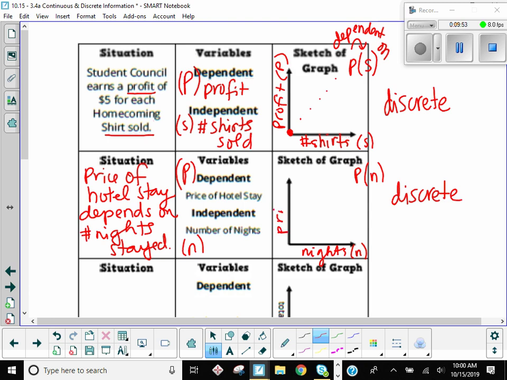In what ways would this graph be the same or different from the previous graph? It starts out at 0, 0. Still starts out at 0, 0. Exactly. If you stay 0 nights, the price is 0.